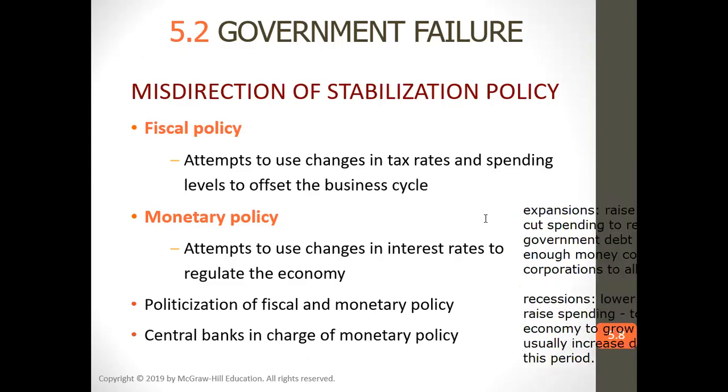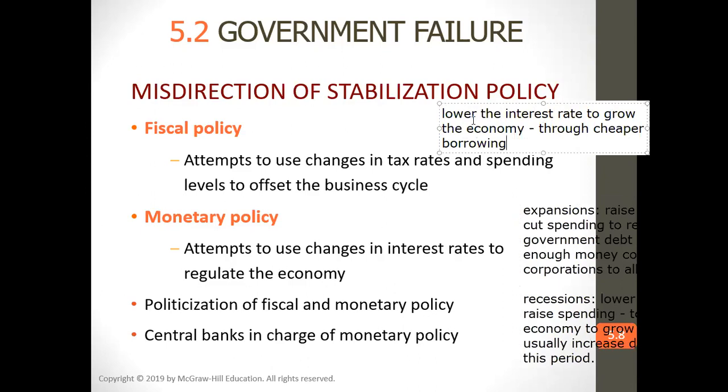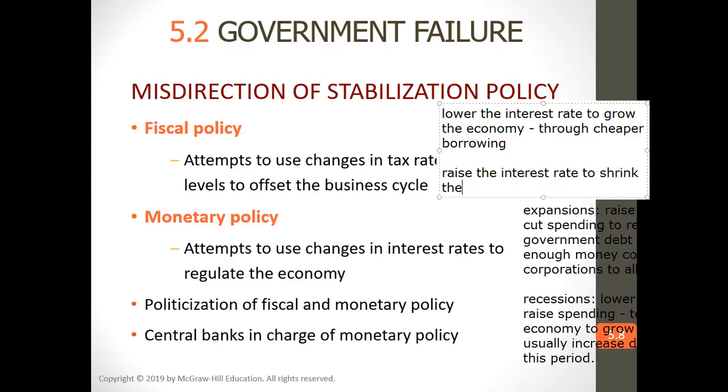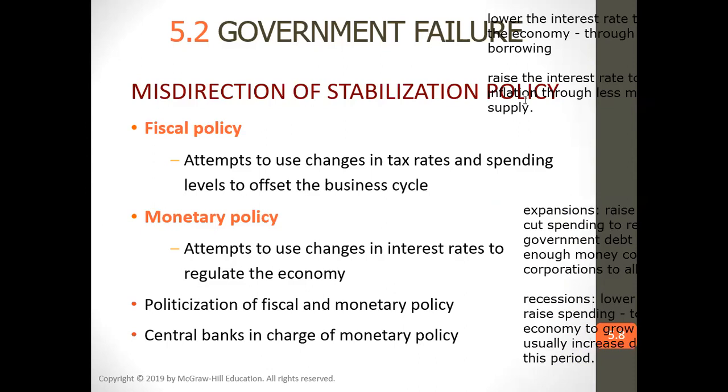And then monetary policy attempts to use changes in interest rates to regulate the economy. So in that case, they lower the interest rate to grow the economy through cheaper borrowing. And then they can raise the interest rate to reduce inflation through less money supply. So less money supply can reduce inflation because prices will go up less because of less money in the economy. So that's usually what they do. So that's probably what the Bank of Canada is likely to do eventually, is raise interest rates, because we have a real inflation problem. Inflation is too high right now. So we're going to have to find a way to lower it.